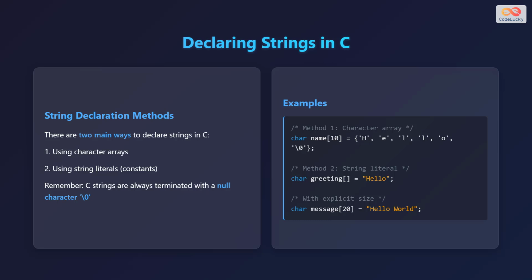Consider these examples. In the first method, which is character array, we define char name[10] equals {'H', 'E', 'L', 'L', 'O', '\0'}. In the second method, which is string literal, we define char greeting equals "hello". Or with explicit size, char message[20] equals "hello world".